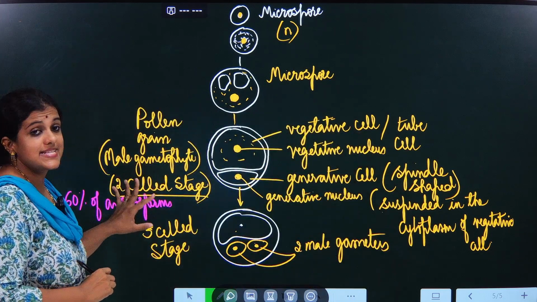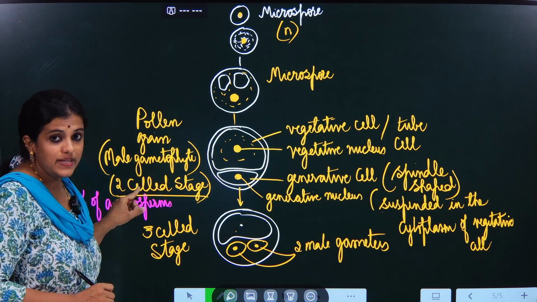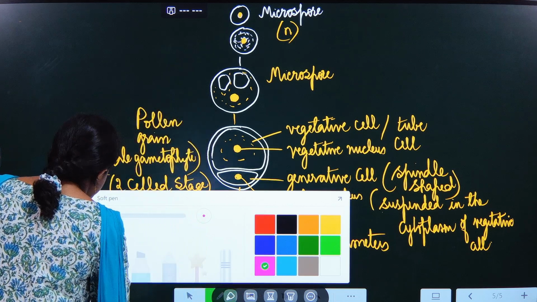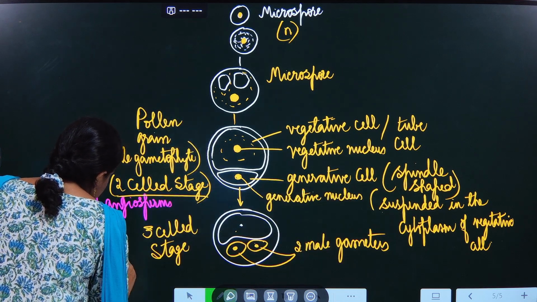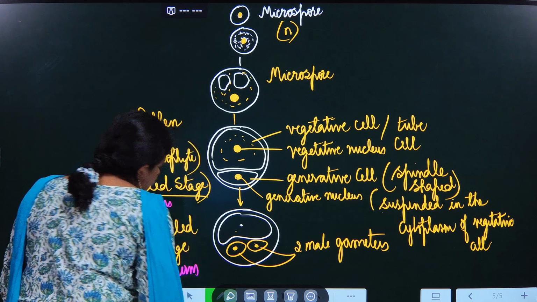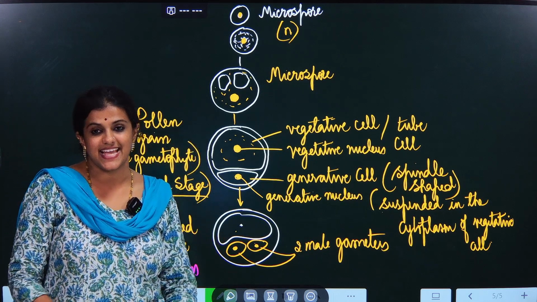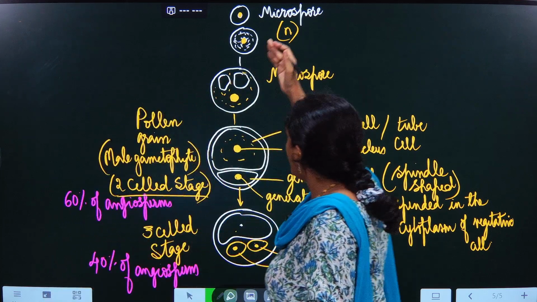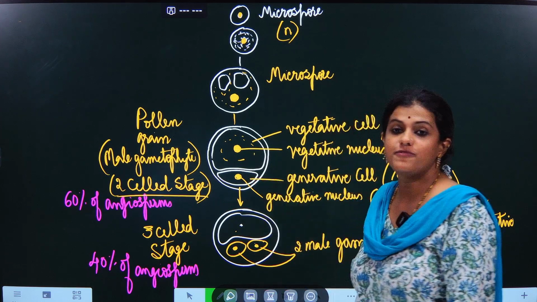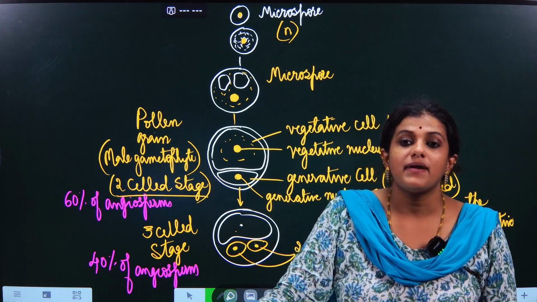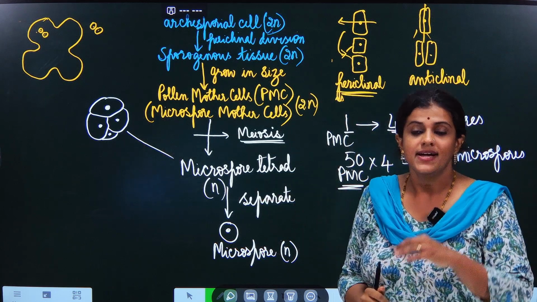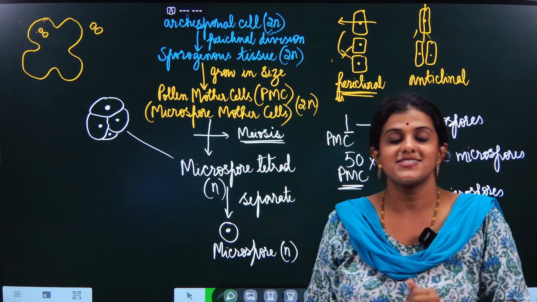So if in 60% of angiosperms the pollens get dispersed at 2-celled stage, in the rest of the 40% of angiosperms, the pollens get dispersed at 3-celled stage. So this process of development of microspore and ultimately the production of 2 male gametes is known as microgametogenesis.